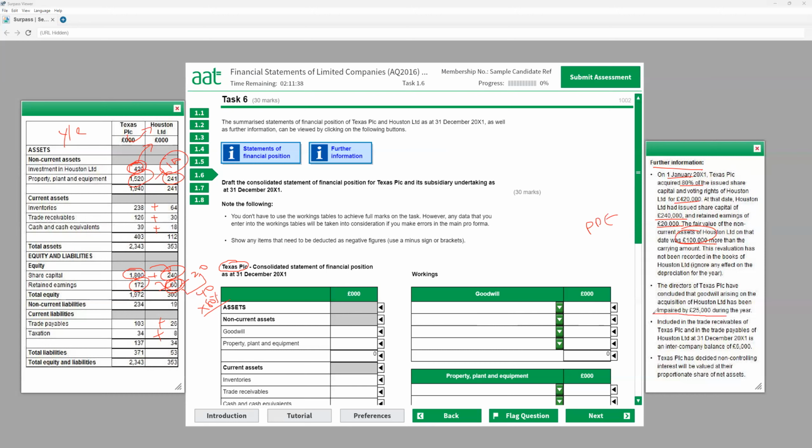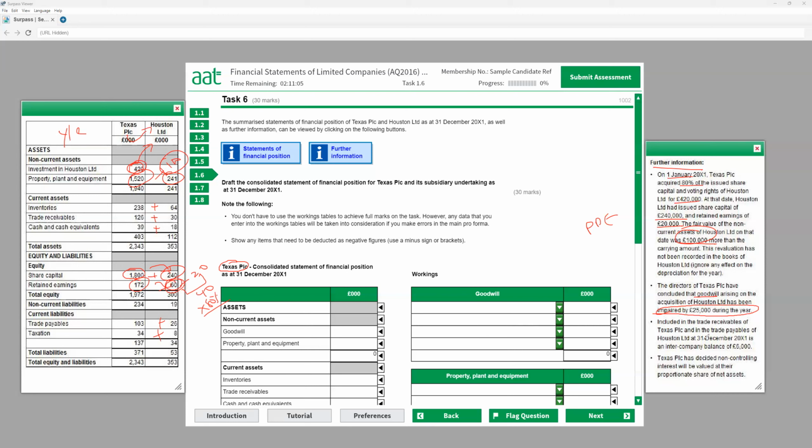Remember that if there is impairment of the goodwill, that means the goodwill will be reduced by 25. So how much is the goodwill we're going to calculate? We're going to reduce 25 from the goodwill because there is impairment. Also, if there is any impairment of the goodwill, that will be reduced from the retained earnings as well. Remember that. So the total retained earnings for Texas PLC will be reduced by the same amount the goodwill is impaired.